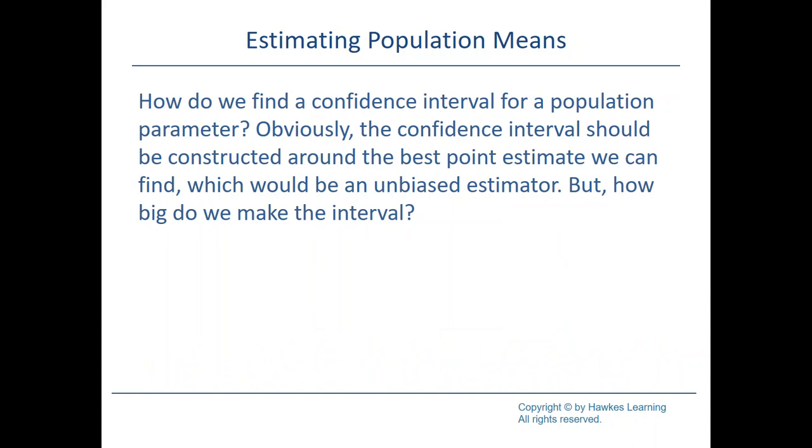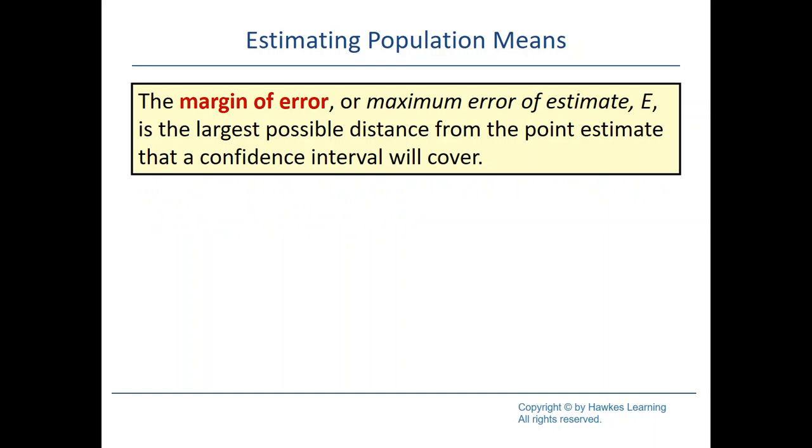So how do we actually find this confidence interval for the population parameter? Obviously, the confidence interval will have to be constructed around what we call our best point estimate, which is our unbiased estimator. And how big do we actually make this interval? Like how much do we add or subtract? Well, this is what we call the margin of error. The margin of error is the maximum error for the estimate. It's the largest possible distance from the point estimator that will allow our confidence interval to cover.